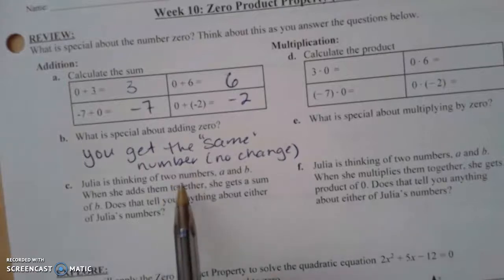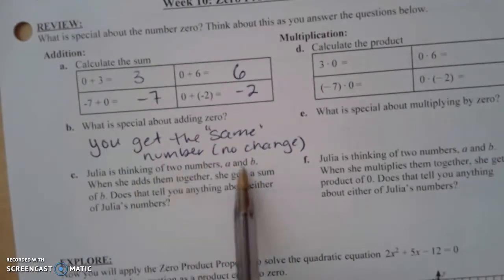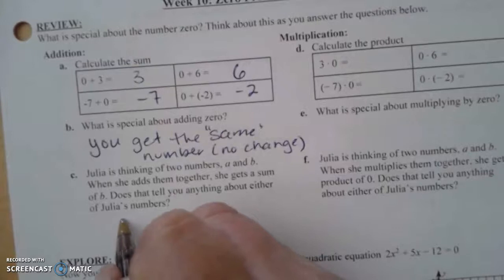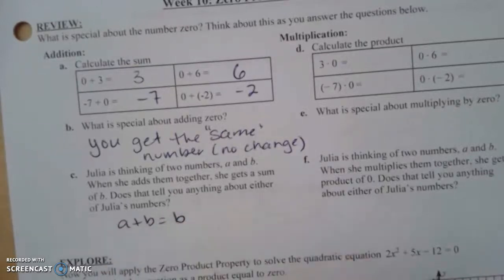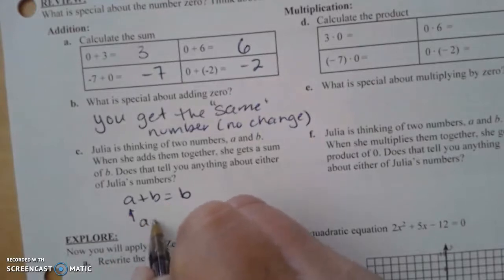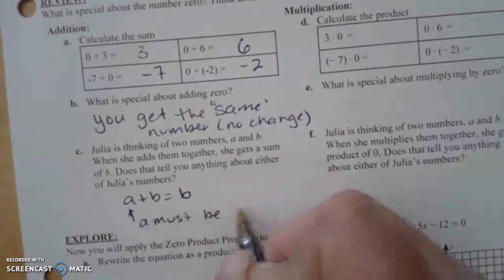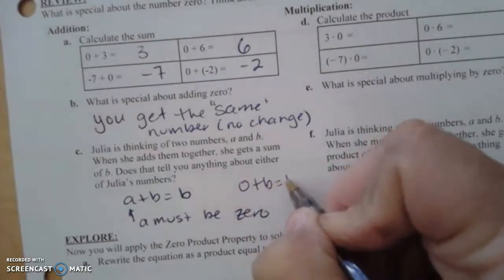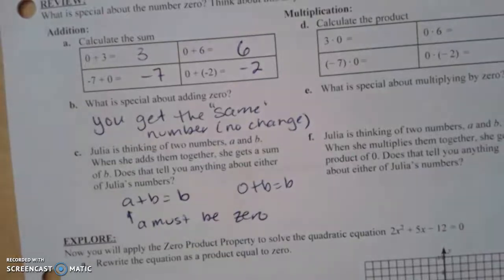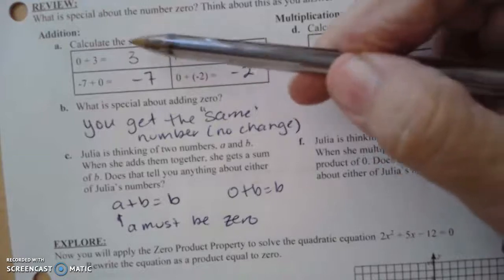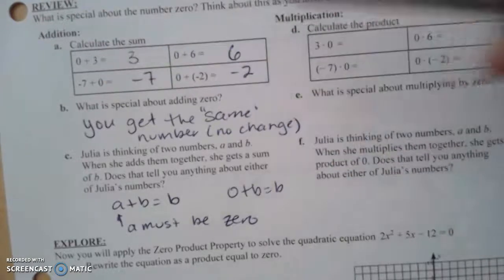And if you were thinking about this abstractly, like Julie is thinking of two numbers A and B, and when she adds them, she gets a sum of B. Well, what does that tell you about the other number? So she gets A plus B equals B. Well, what do we know about that? We know that A must be 0. And the reason we know that is because then that would be 0 plus B equals B, right? So when you add 0 to something, it's special because it doesn't change that original number. You get that same number.